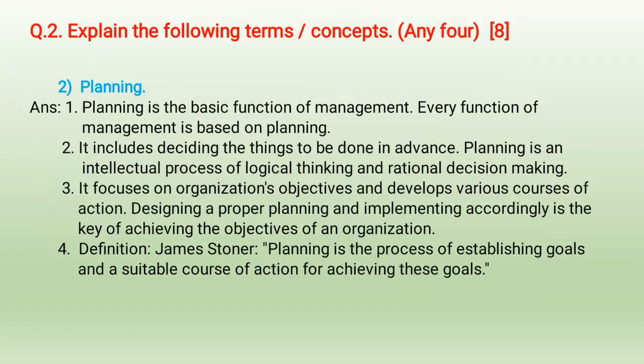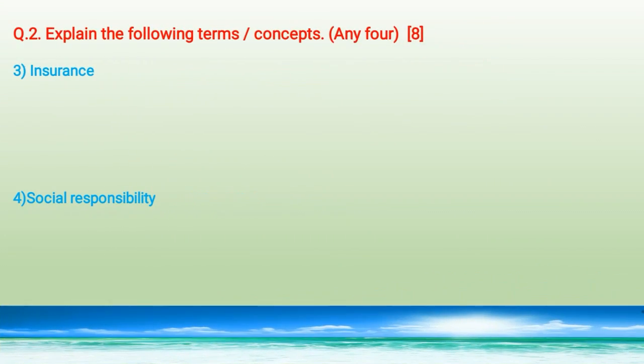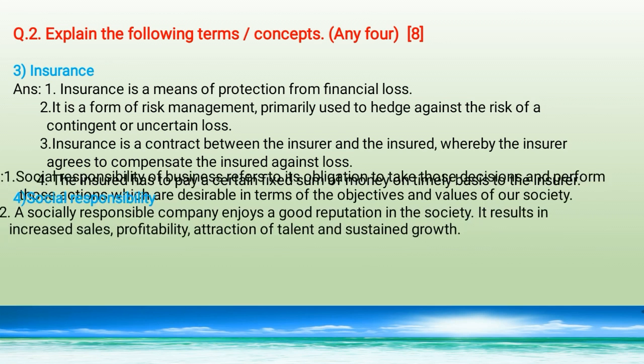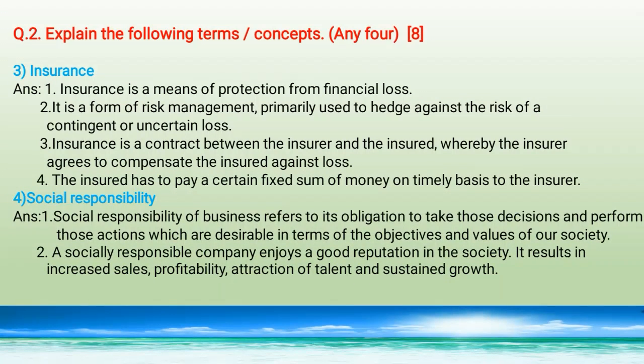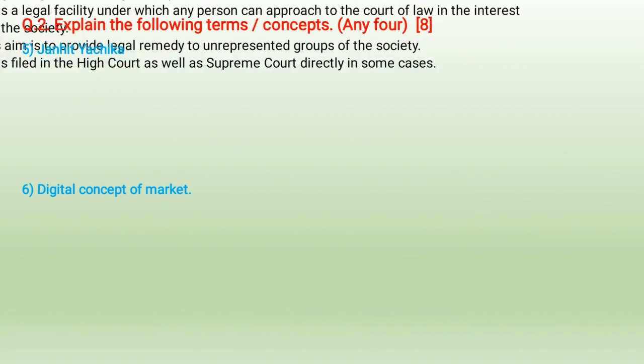So the third one is insurance, and this is the answer. Again, I have given here 4 points. Then social responsibility, so this can be the answer. Next, the fifth one is Janahit Yachika. Here also I have given 4 points.